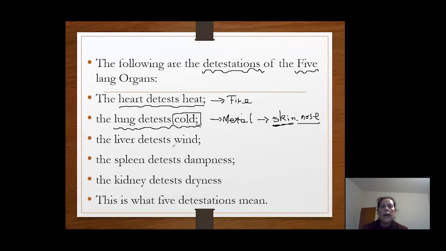And the liver doesn't like wind. We say liver is wood, and wood is easily affected by wind. Naturally, we can see that when wind comes, the branches of the tree move. And internally, liver disorder can cause internal wind, like muscle spasm. So the liver easily has problems from wind. So the liver doesn't like wind.